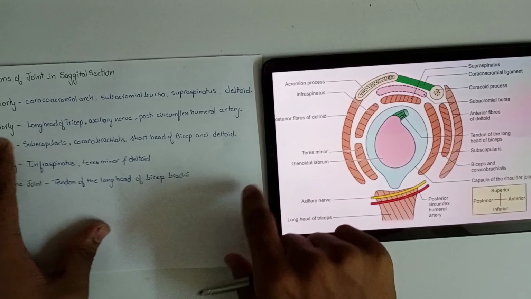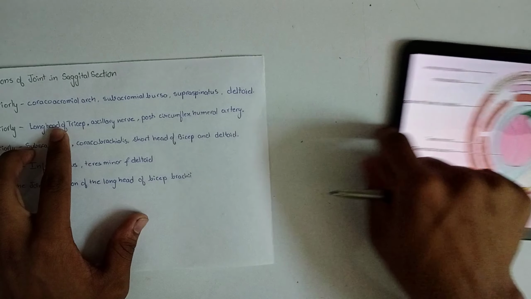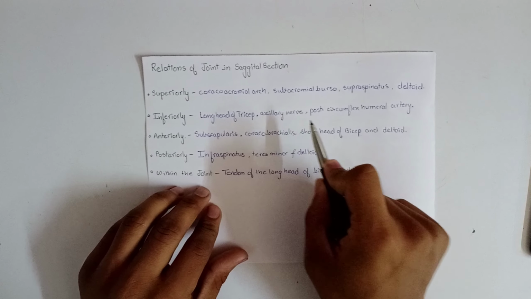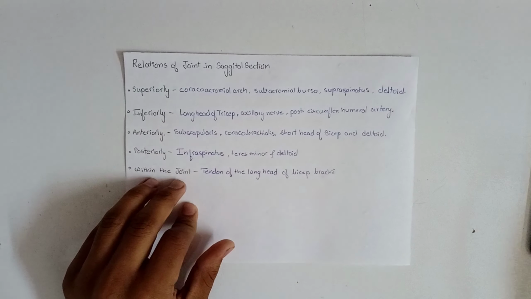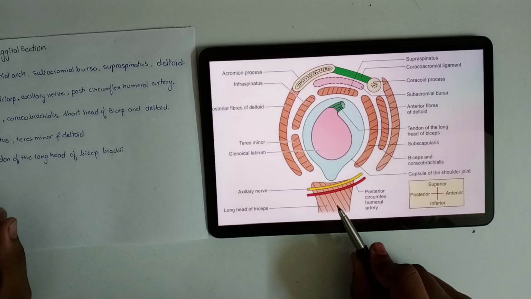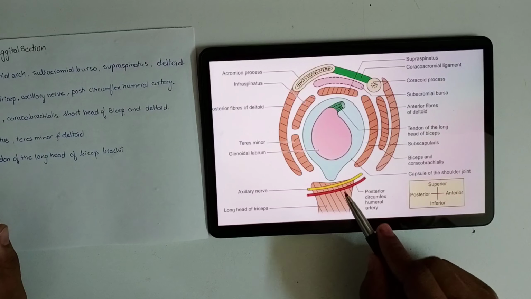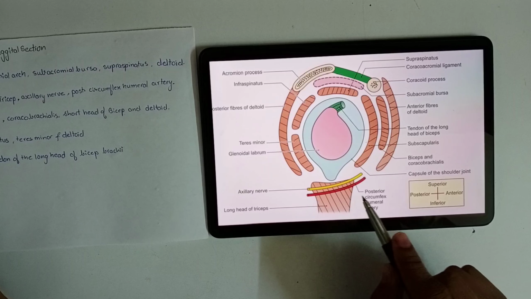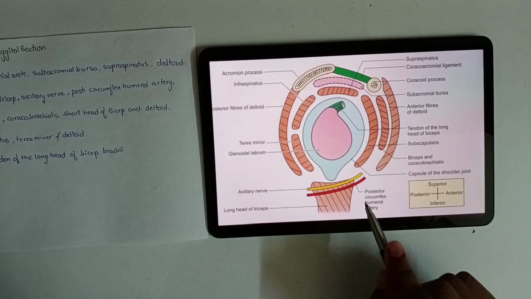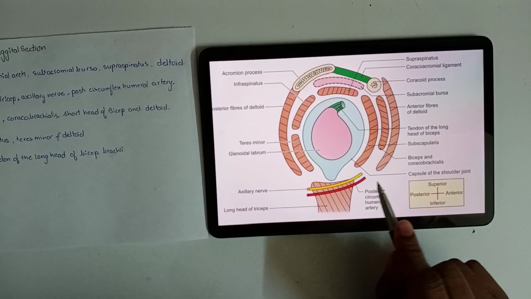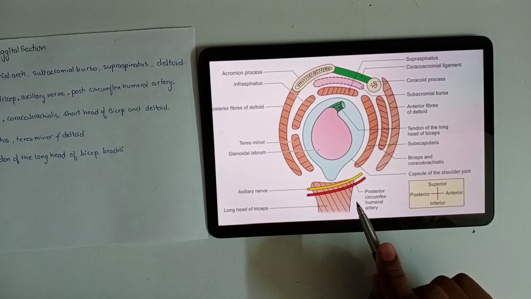Next is inferiorly. Inferiorly we have long head of triceps, axillary nerve, posterior circumflex humeral artery. This is long head of triceps. You can see from the diagram it is present in the inferior relation. Long head of triceps, axillary nerve and posterior circumflex humeral artery. Posterior circumflex humeral artery is a branch of axillary artery. We have already discussed this in the topic axillary artery.